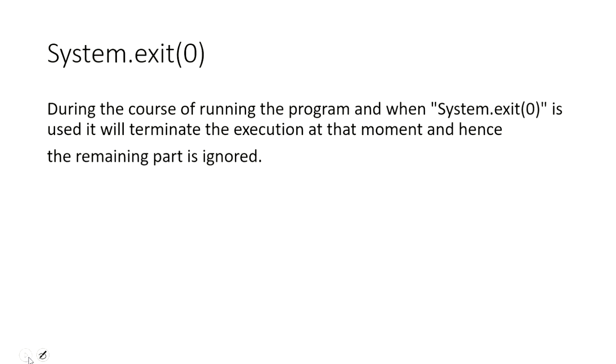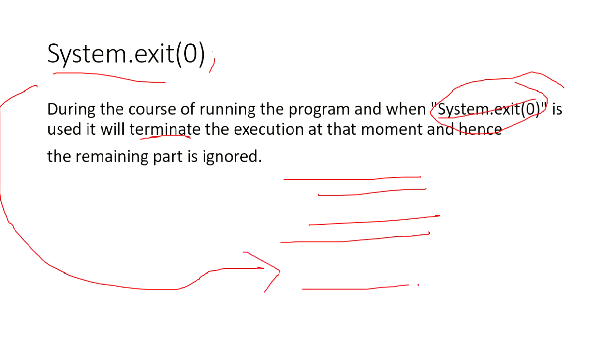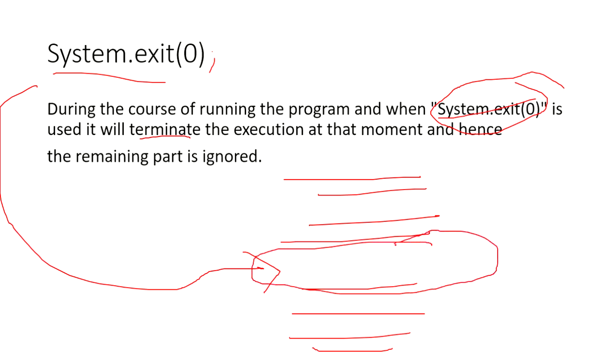Next is System.exit(0); with a semicolon. What does that mean? During the running of a program, when System.exit(0) is used, it will terminate the program. That is, if I am writing a program and I suddenly use System.exit(0), and then continue my program. I wrote the whole program, but in between there is System.exit(0).